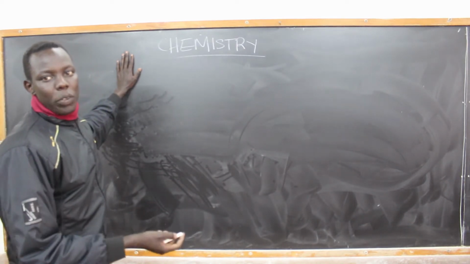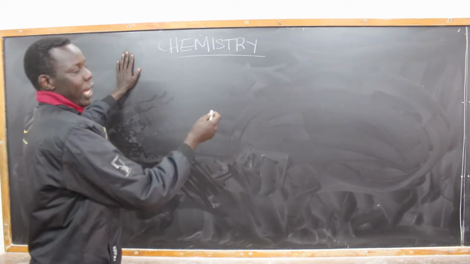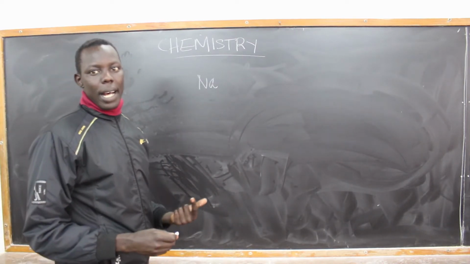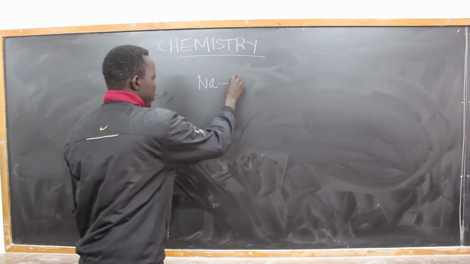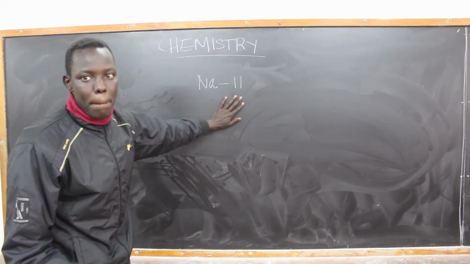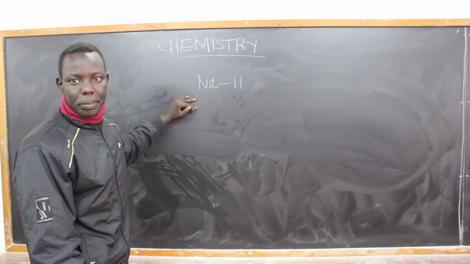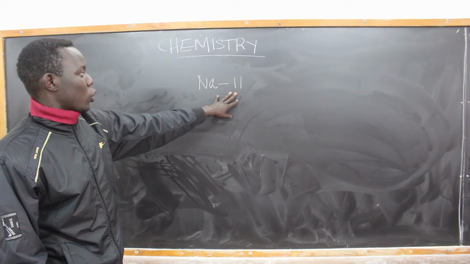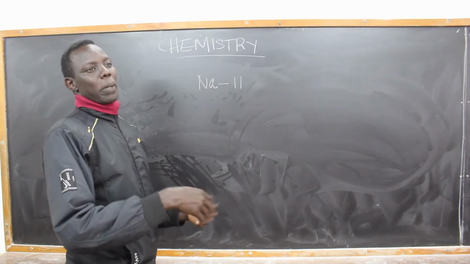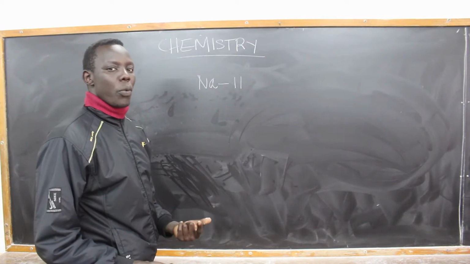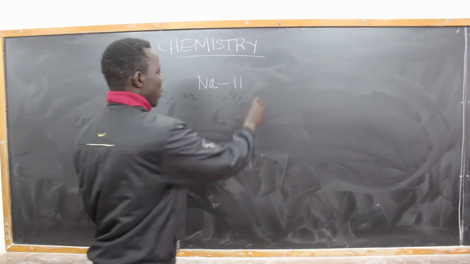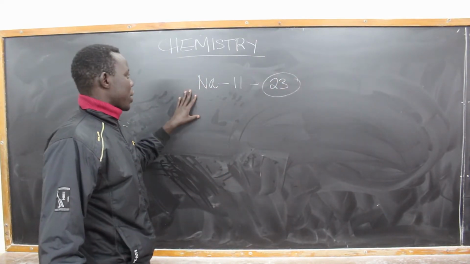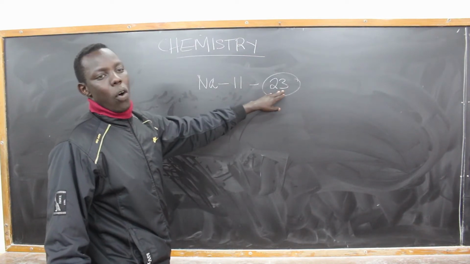Now, let's start with the atom, like sodium. Sodium has the atomic number 11. This is the atomic number. What is the mass number of sodium? In most cases, you multiply the atomic number by 2, or you multiply by 2 and add 1. So in this case, for sodium, we are multiplying by 2, then we add 1. So the mass number is 23. So 1 mole of sodium has a mass number of 23.